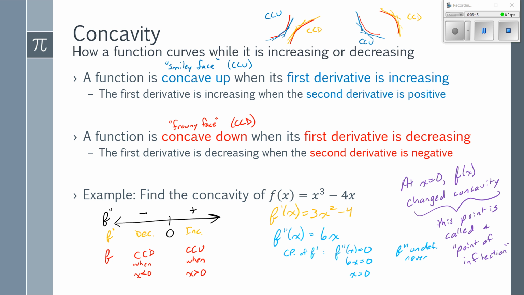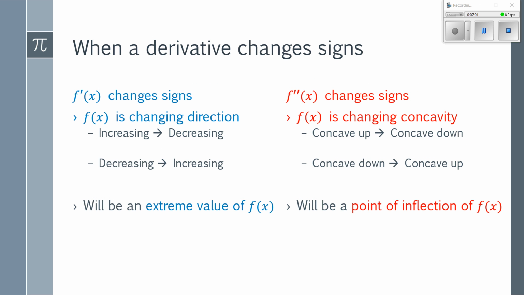Please note, to be a point of inflection, the concavity must change. If I had concave up on both sides, not a point of inflection. If I had concave down on both sides, not a point of inflection. The concavity must change. So then this leads to some confusion because we have similar steps we're going through with f prime and similar steps we're going through with f double prime.